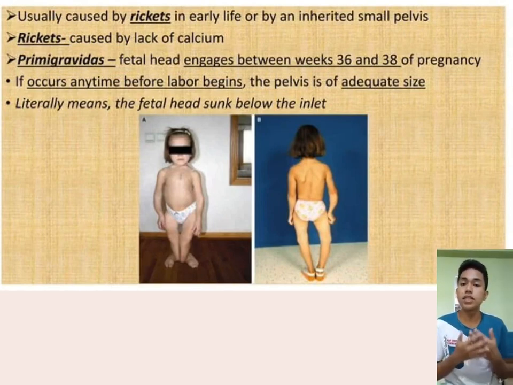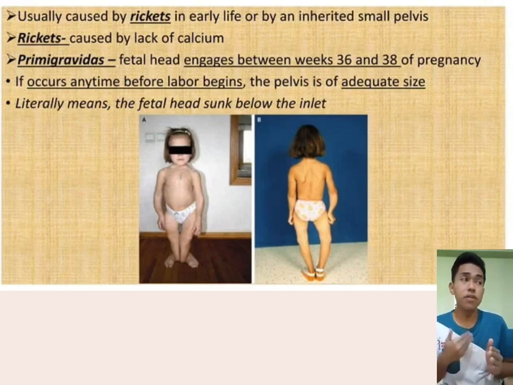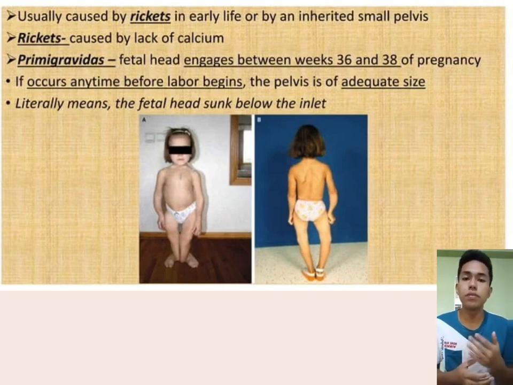So this time I'll be discussing the factors affecting the pelvis that make it narrow. The pelvis that becomes narrow is caused by rickets. When we say rickets, it is calcium lacking, or maybe at birth you have inherited a small pelvis from your parents. Rickets can lead to deformities in the bones, including those of the pelvis.